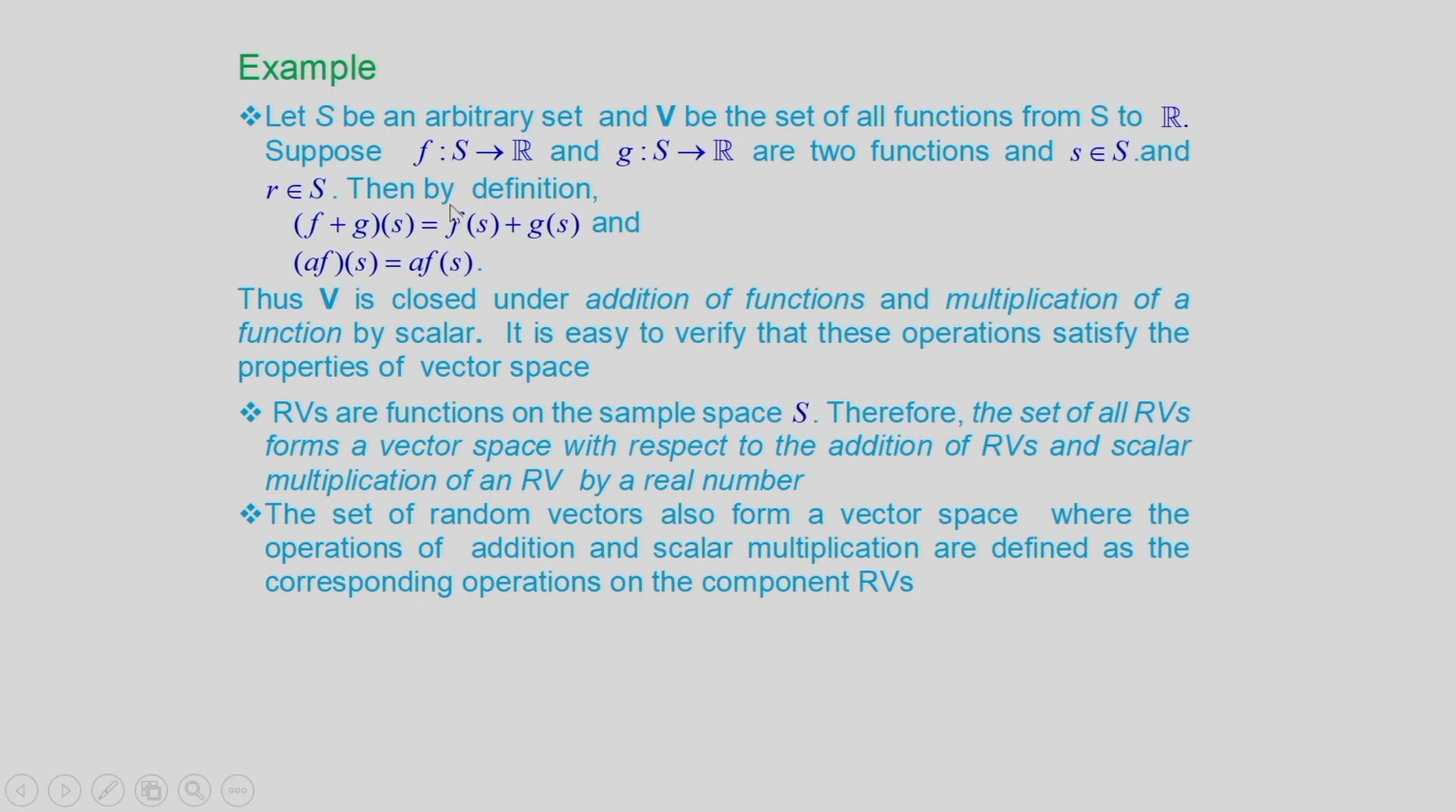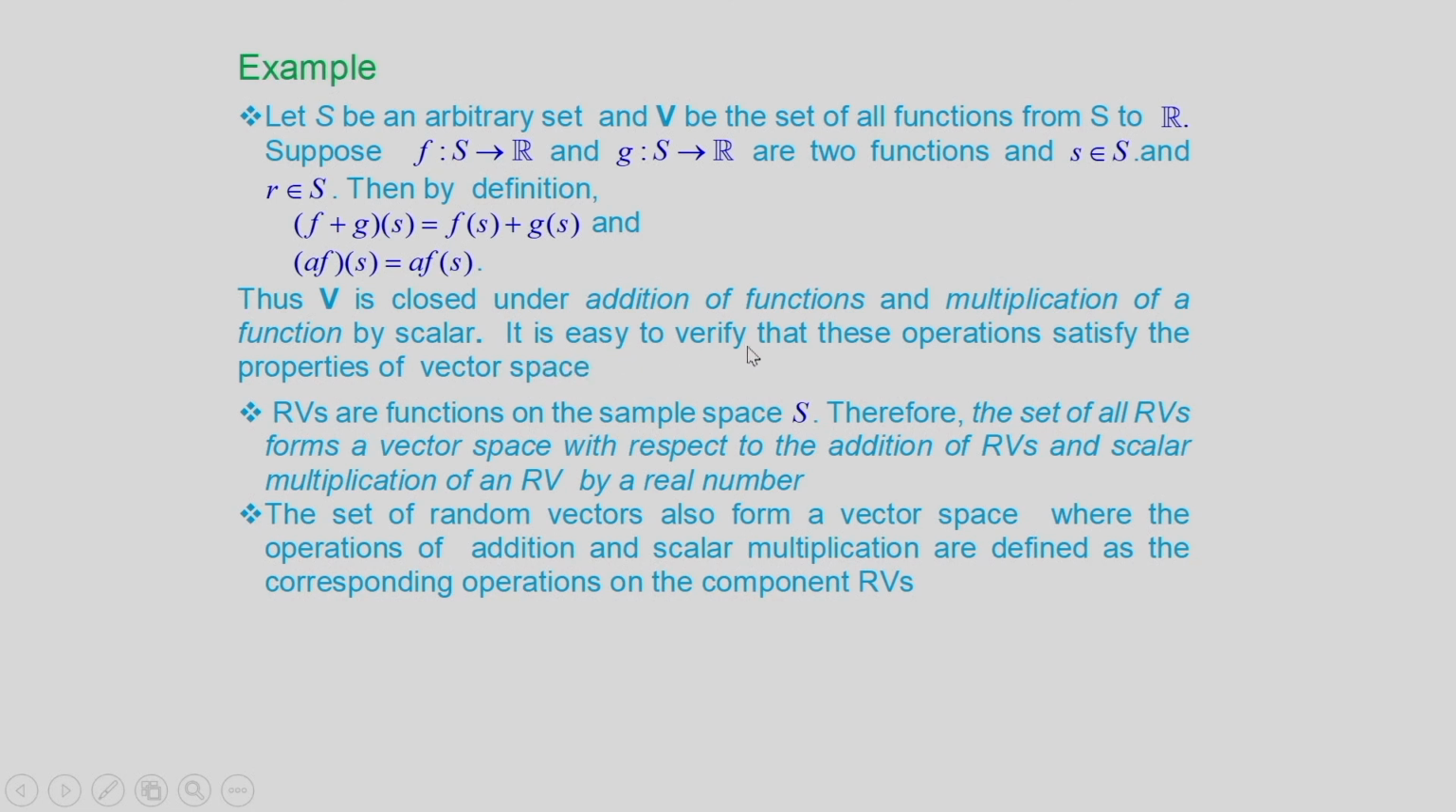Since we are considering all functions, this is also a function, this is also a function, thus V is closed under addition of functions and multiplication of a function by a scalar. You are multiplying a function by a scalar, you are getting another function, and similarly you are adding two functions, you are getting another function. That way the space of all functions is closed under addition of functions and scalar multiplication of a function with any scalar.